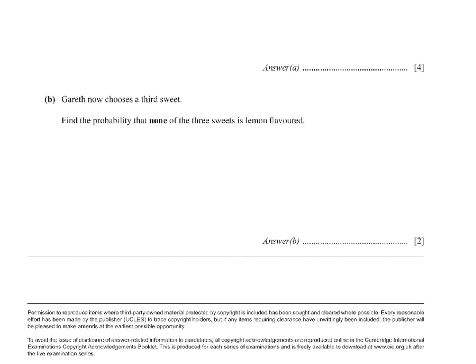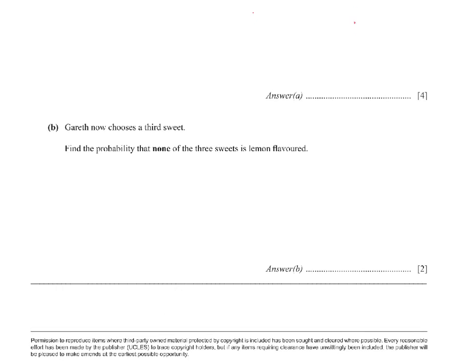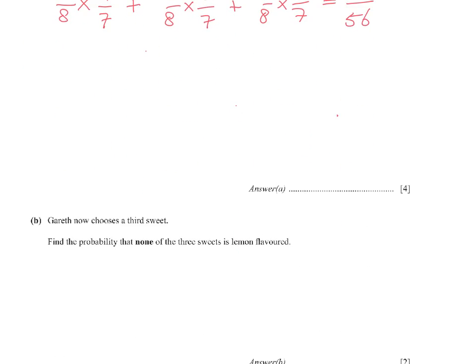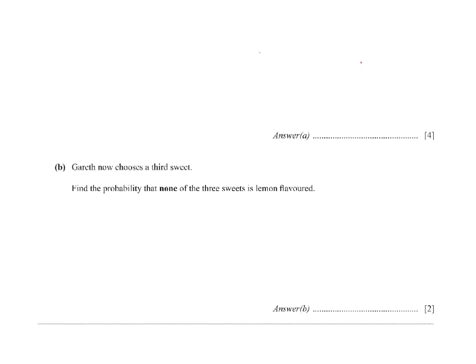Gareth now chooses a 3rd sweet. Find the probability that none of the 3 sweets is lemon flavored. So his first sweet cannot be lemon flavored, neither can his second, neither can his third. So what is the chance that his first sweet is not a lemon? It can either be an orange or a strawberry. So he's got 5 opportunities out of 8 possibilities. So for his first one, that is a chance of 5 out of 8.